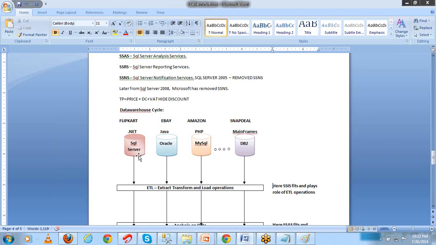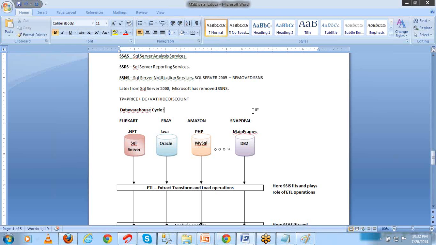Now assume I want to pull all this data and show it in my database. How? I want to extract this and I have to load this. I have to extract from these sources and I have to load this. In between I want a transformation. I want a logic. The logic is price plus delivery charges plus VAT. This logic is called transformation. We do that and we load.